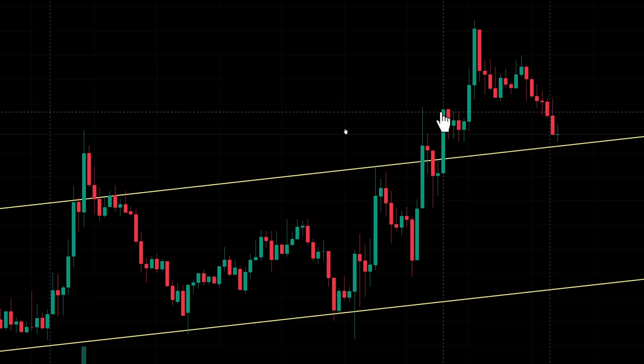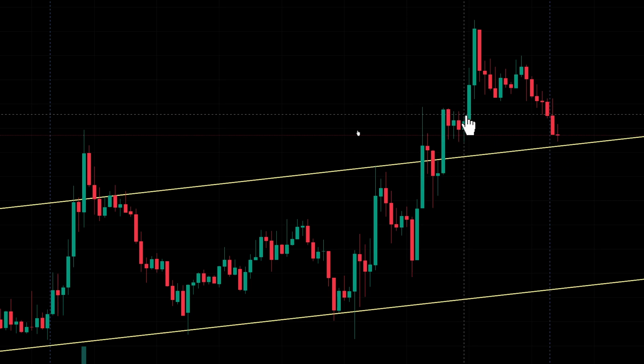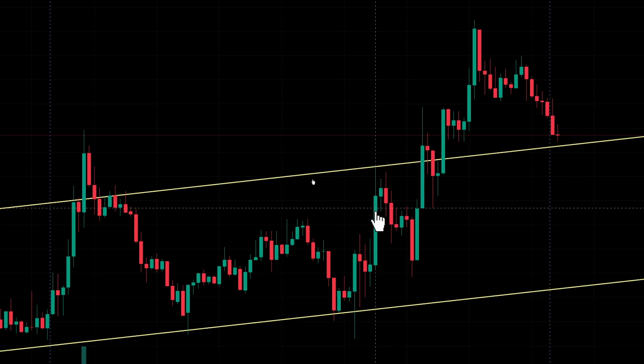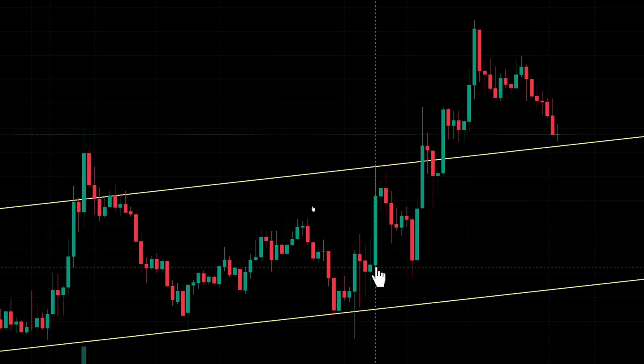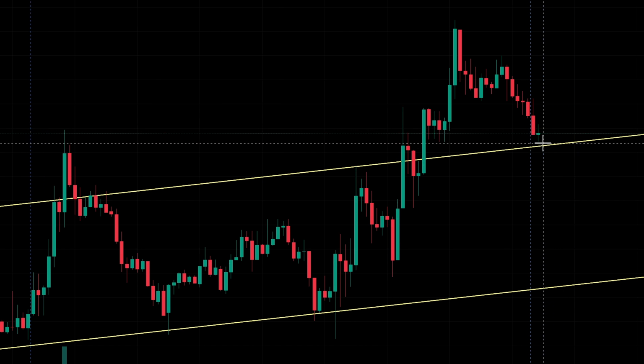This here is your big, you've heard me joke about the big-ass candle. This is a candle that dwarfs the size of these others. Here is a good one. Here is a good one. These are candles that are 2, 3, 4 times the size of the other candles. And so when we get to this trend line, I'm expecting to see some kind of a reaction.